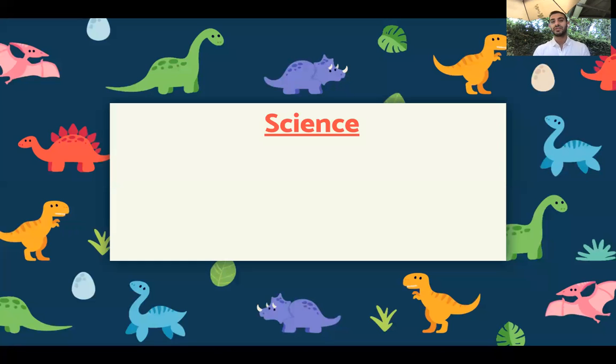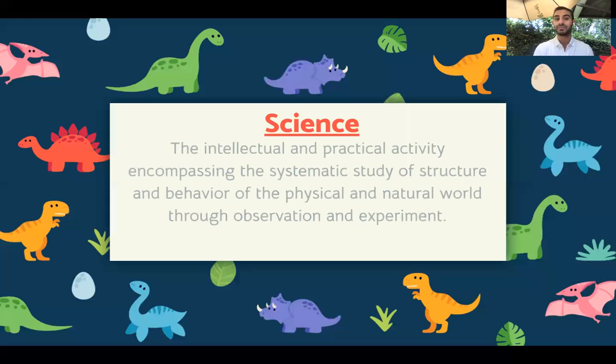What is the definition of science? Remember, this is a learning objective. So science is the intellectual and practical activity encompassing the systematic study of structure and behavior of the physical and natural world through observation and experiment.